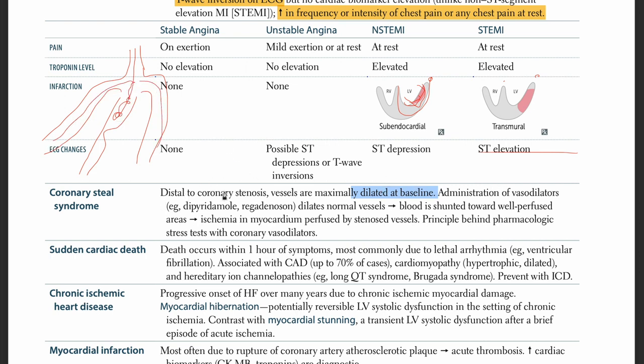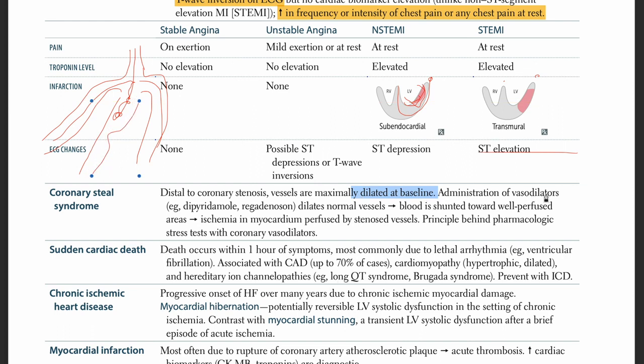Okay. So distal to the coronary stenosis, vessels are maximally dilated at baseline. So distal to it, over here, is going to be dilated. Okay, not this, because this would be distal to the stenosis, and this would be proximal to the stenosis. Why? Because it doesn't have blood, so it needs more blood. So it's making room for more blood to come, and decreasing any amount of resistance as much as it can.